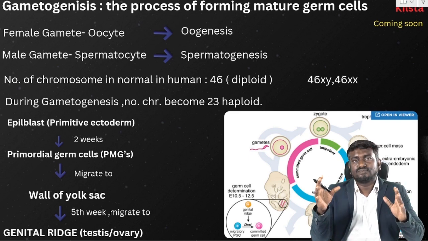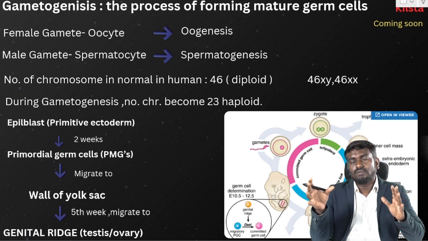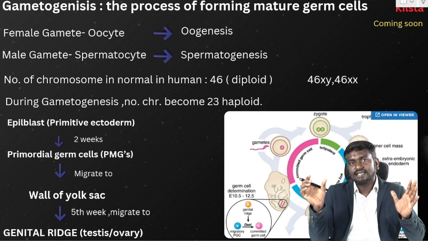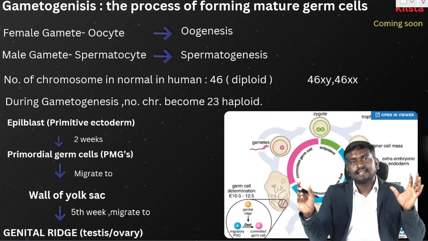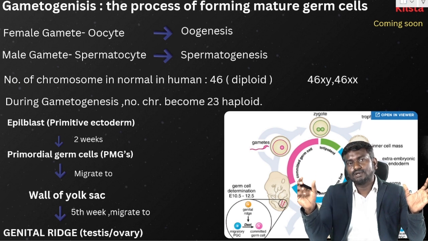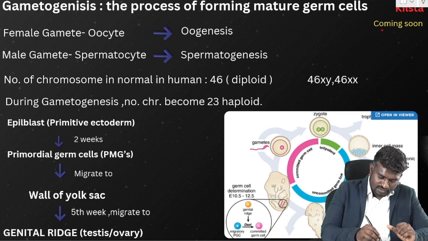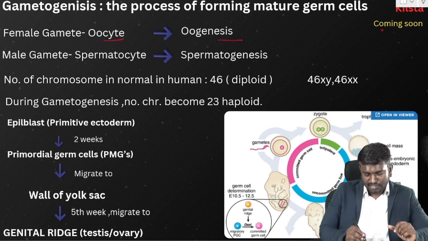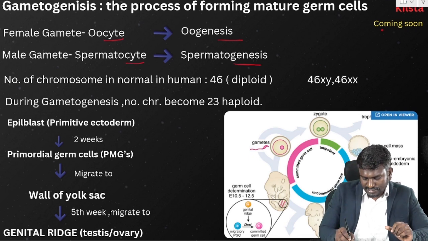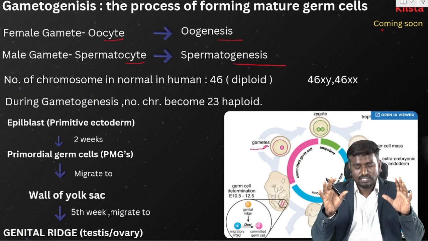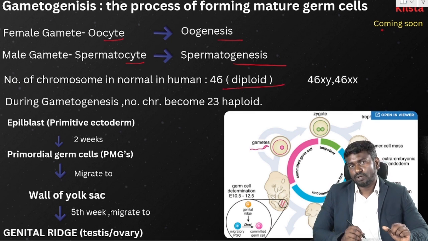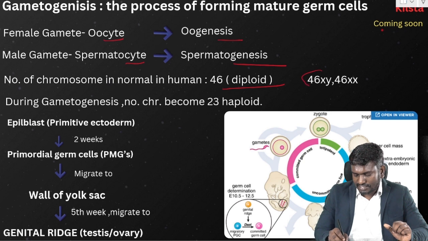Gametogenesis is the process of forming gametes, the process of forming mature germ cells. The female gamete is called the oocyte, and it undergoes oogenesis. The male gamete, which is called the spermatozoon, undergoes spermatogenesis. Since school days, we all know that the number of chromosomes in a normal human being is 46, diploid. It is either 46XY for male or 46XX for female.